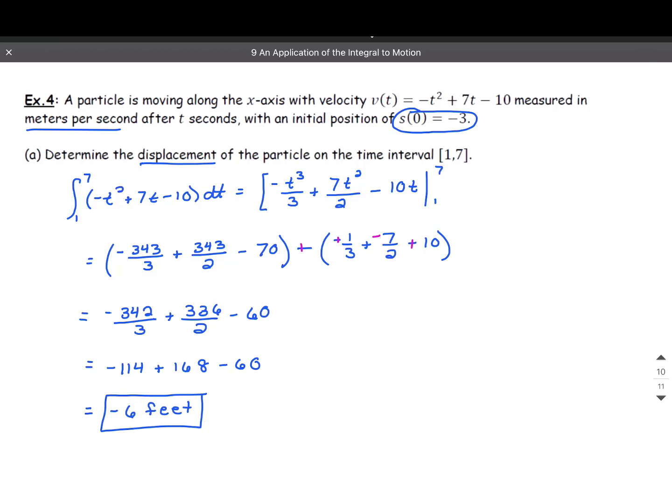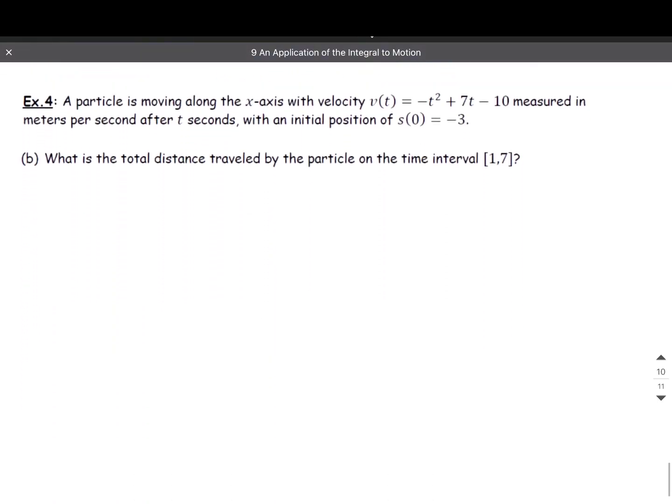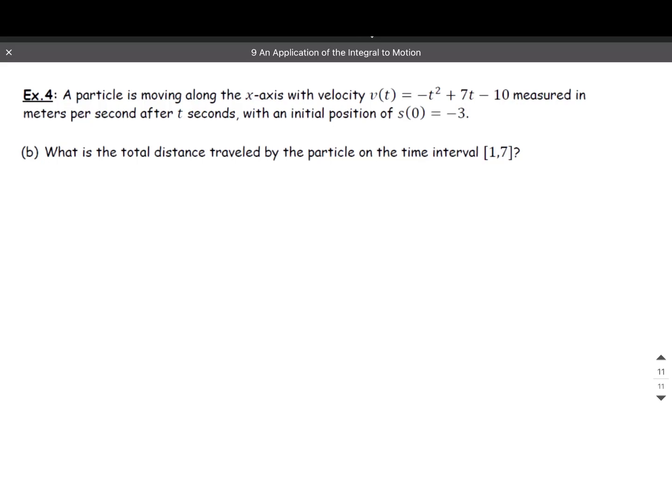All right. Now, same problem, but we want the total distance traveled by the particle on the same time difference. Okay, so we know the displacement is 6 feet to the left of the origin, negative 6 feet. Now we want the total distance traveled. So here's the problem with total distance traveled without a calculator. How do you integrate the absolute value?